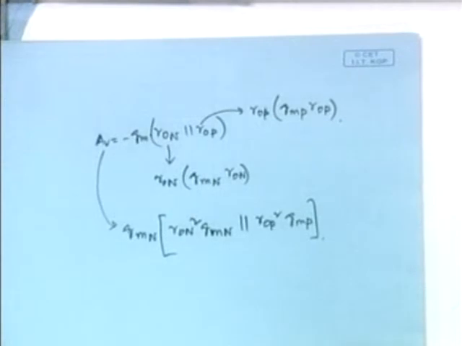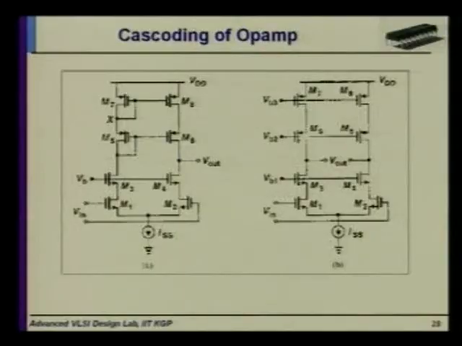Clear? So, we have increased the voltage gain. The prime issue was to increase the voltage gain, and we have increased it considerably. And if you now go on increasing the number of transistors in the stack, I mean if you go on increasing M6, M8 and then M10, M12, you will go on increasing the voltage gain. This is called gain boosting.